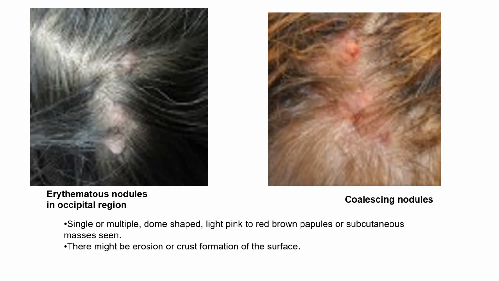These are some of the clinical pictures of the patients with angiolymphoid hyperplasia with eosinophilia. Here we can see nodular lesions in the scalp, erythematous nodular lesion. Here we can see coalescing nodules in the scalp.